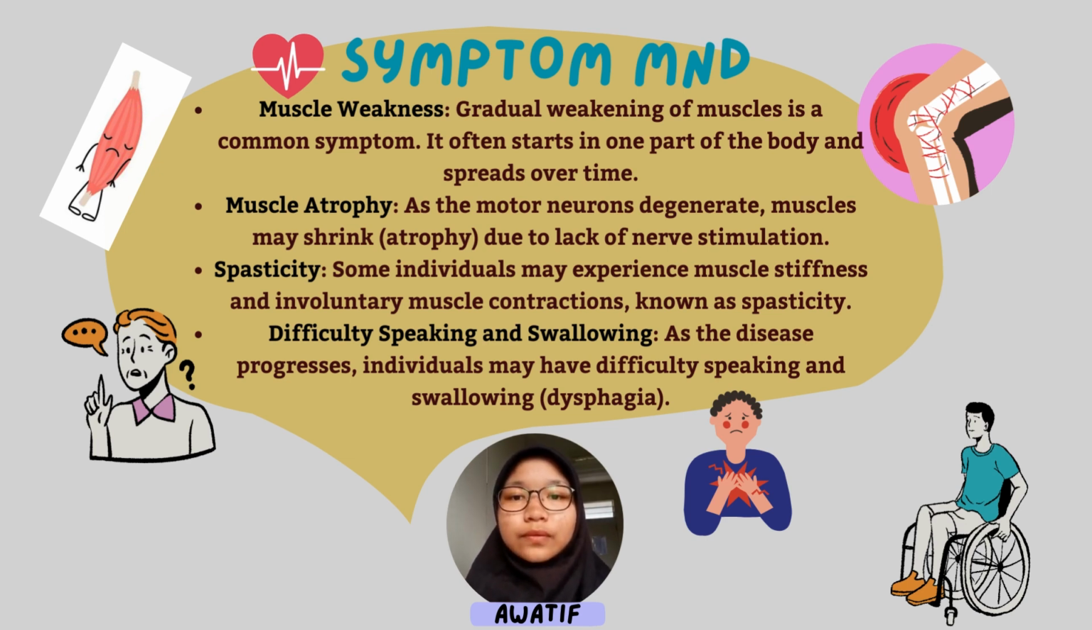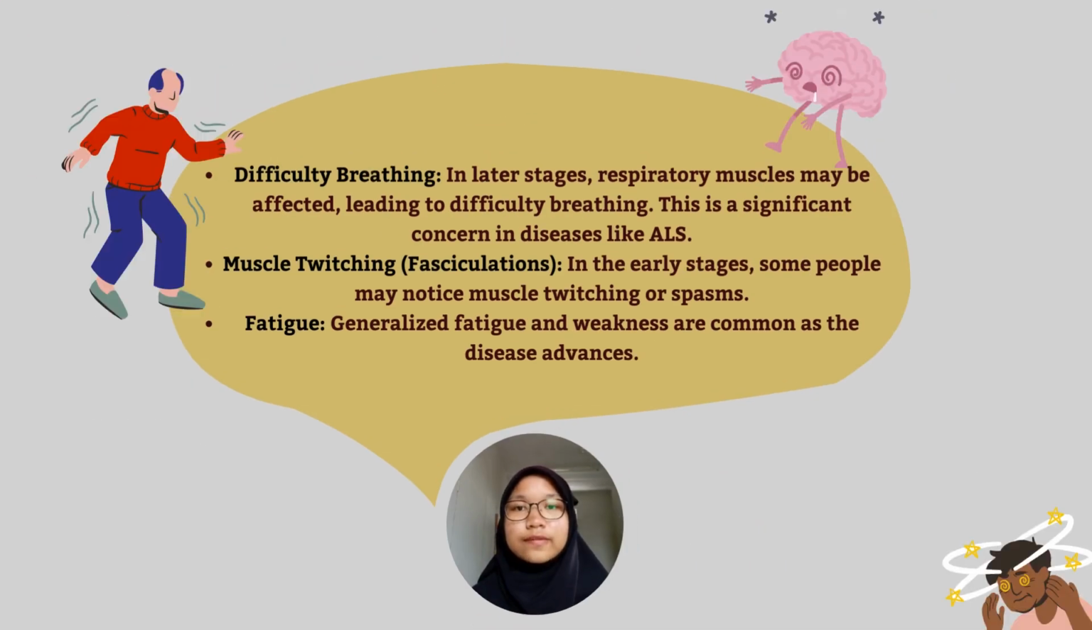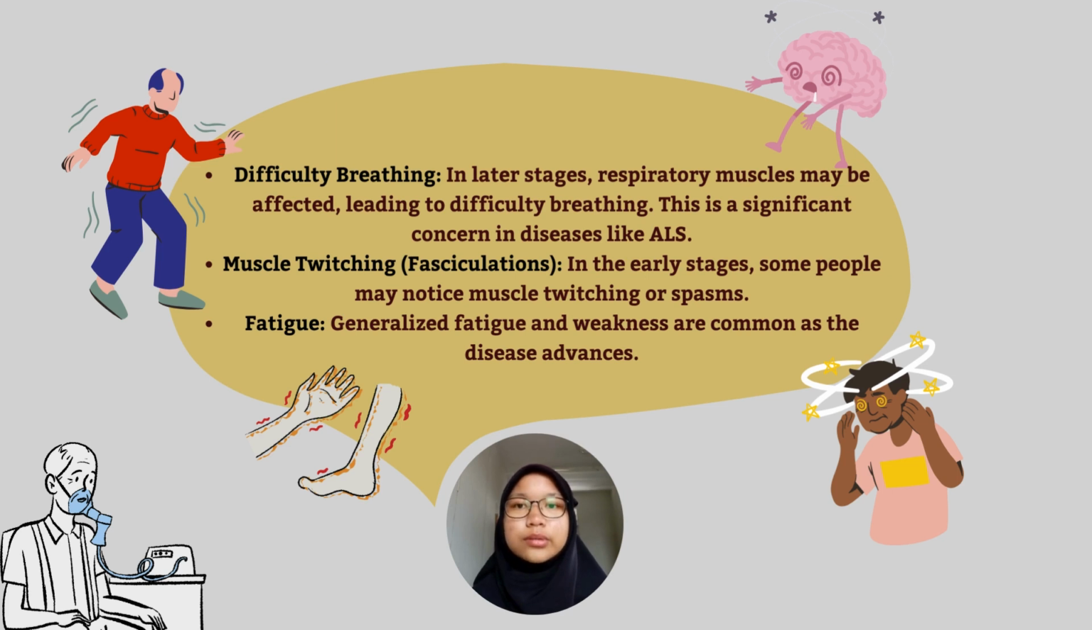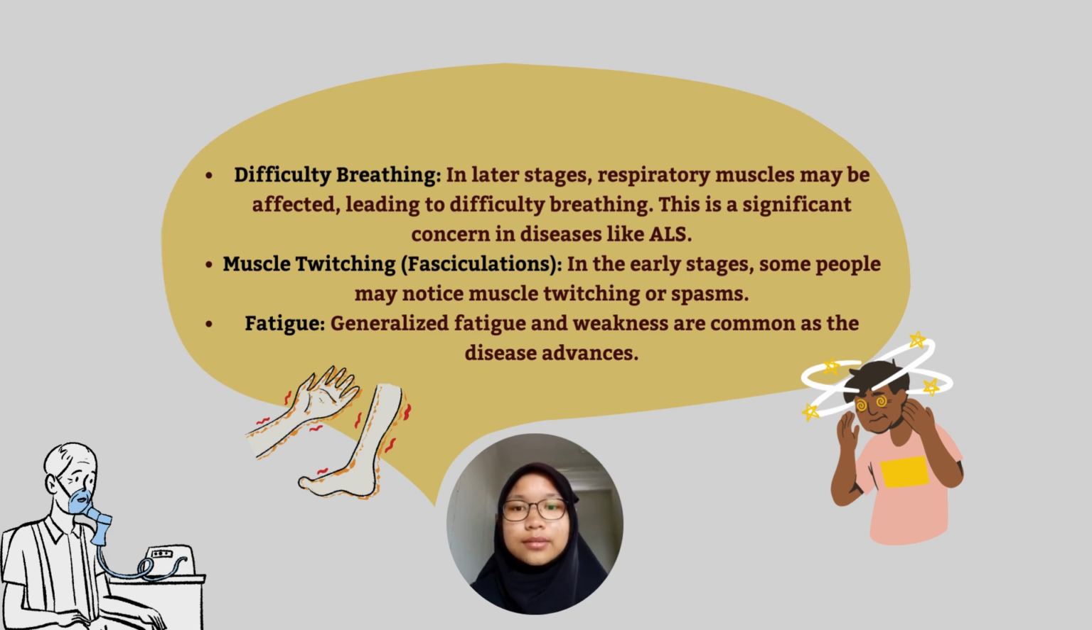4. Difficulty speaking and swallowing. As the disease progresses, individuals may have difficulty speaking and swallowing, which is dysphagia. 5. Difficulty breathing. In the later stage, respiratory muscles may be affected, leading to difficulty breathing. This is a significant concern in diseases like amyotrophic lateral sclerosis. 6. Muscle twitching. In the early stage, some people may notice muscle twitching or spasm. And the last one is fatigue. Generalized fatigue and weakness are common as the disease advances.